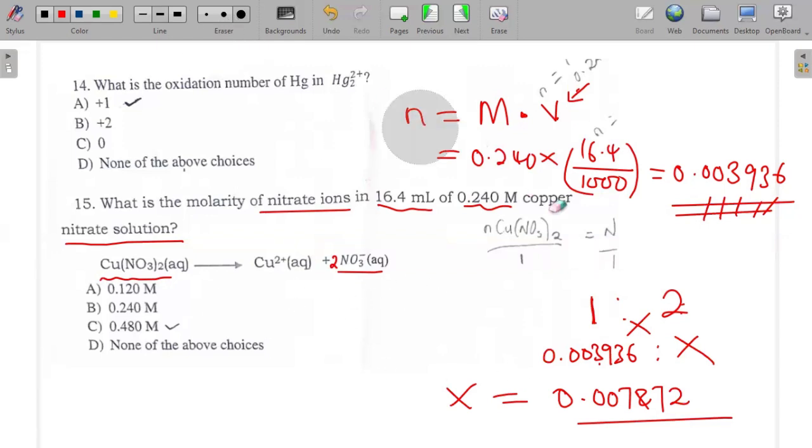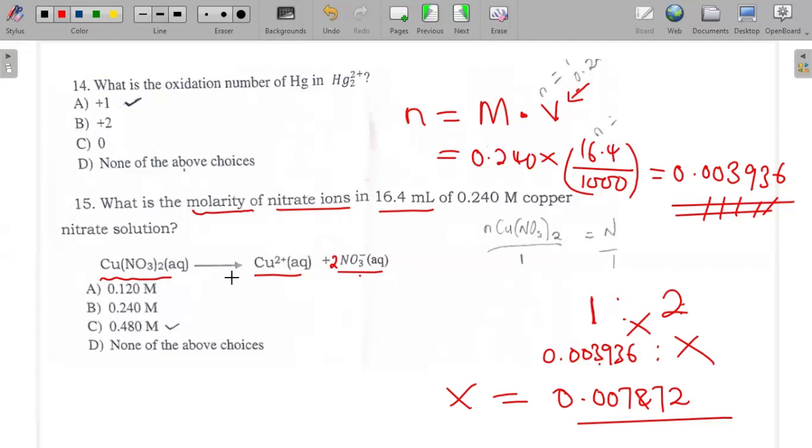Okay, so let's go through the calculations. Maybe we made a mistake somewhere. Here they're saying, what is the molarity of the nitrate ions? And we've been given the volume and the molarity of the copper nitrate. When we dissolve this copper nitrate in water, it's going to dissociate into its ions. So we have the copper 2 plus ions and the nitrate ions. But I said you always have to work with a balanced chemical equation.